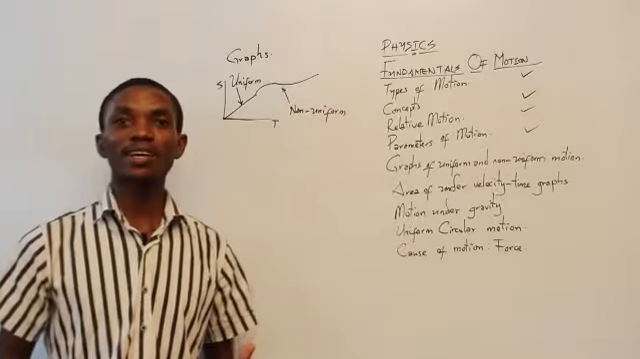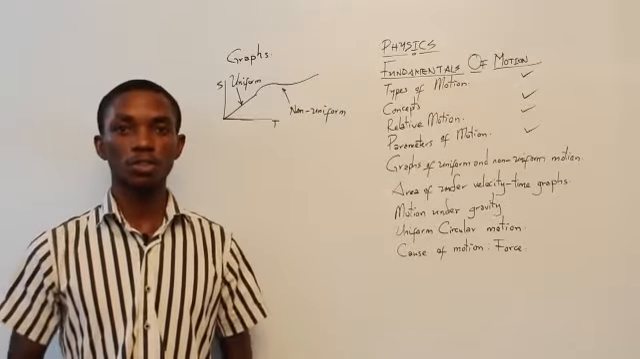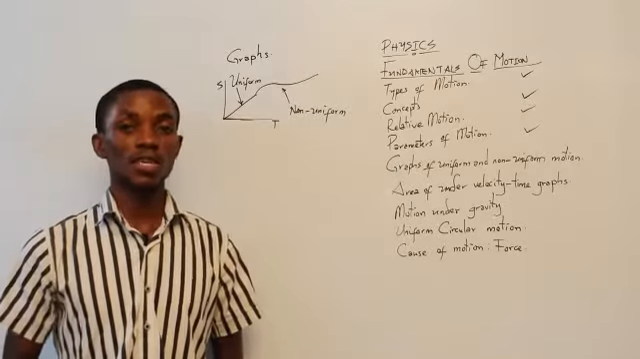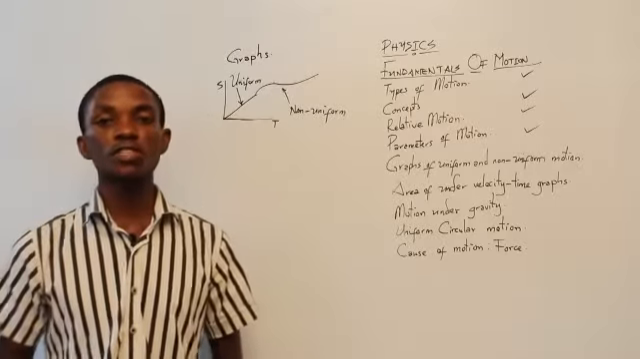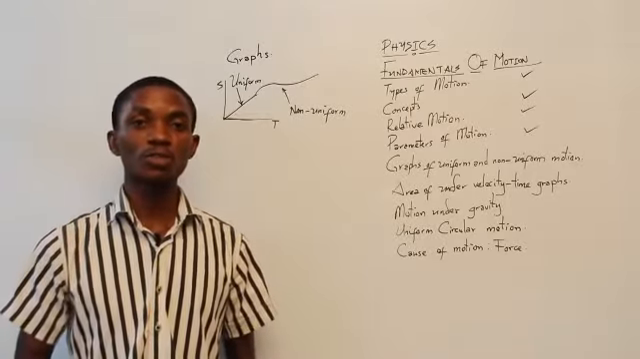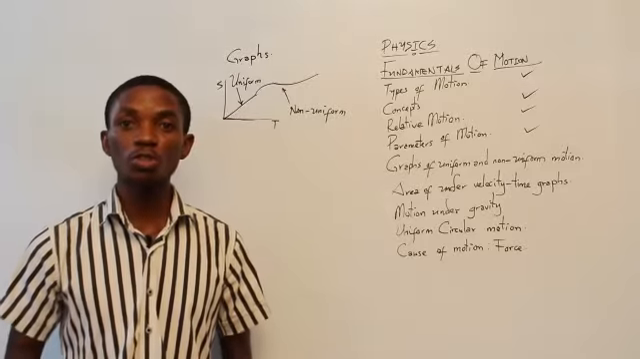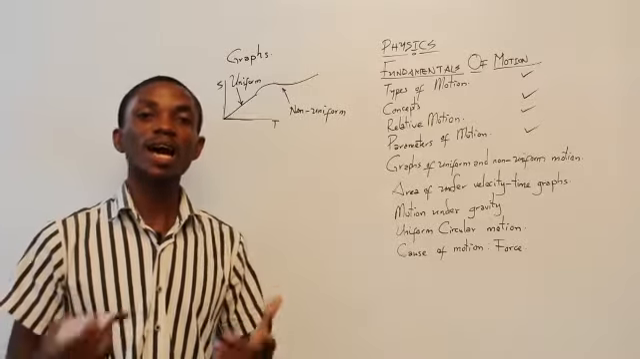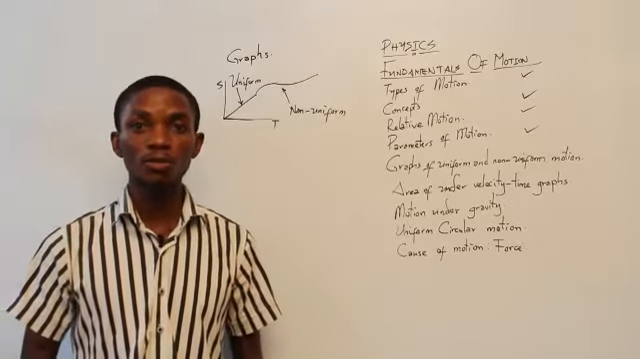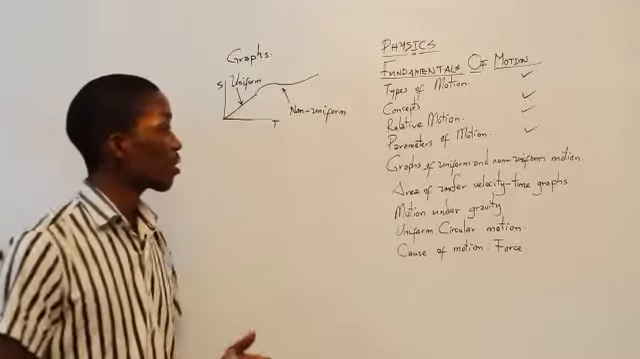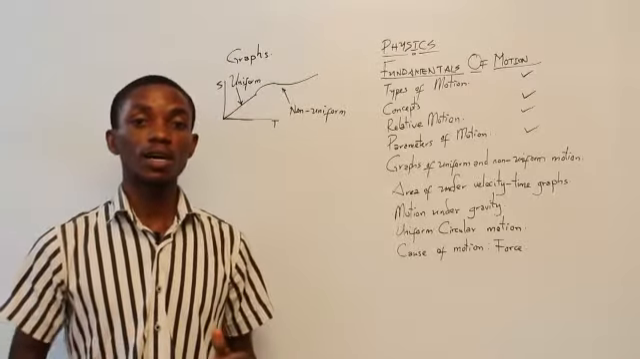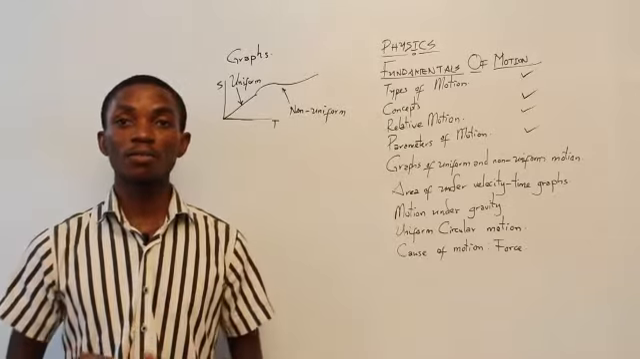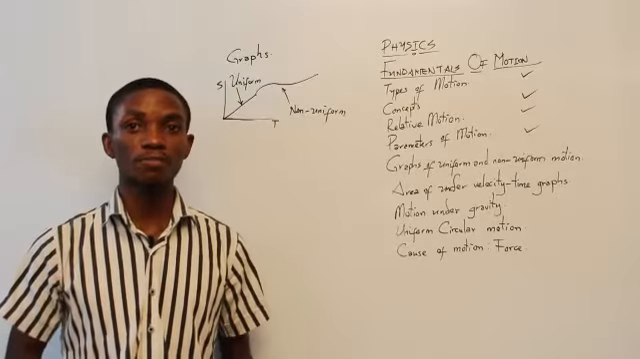You might be wondering, why do we have to talk about graphs when we're talking about motion? But you'll see the importance as we go on. Graphs are actually pictorial descriptions of what is happening around. In our work, we have two different types of graph, and those are the distance time graph and the velocity time graph.